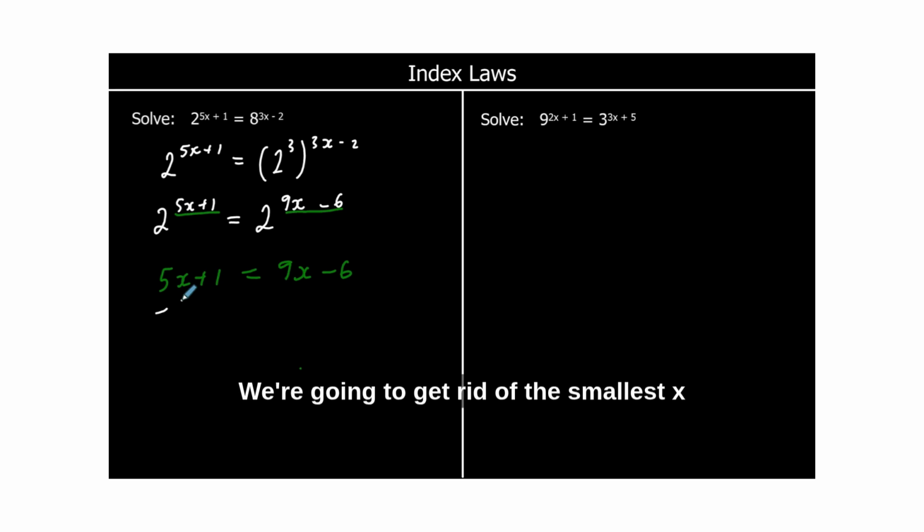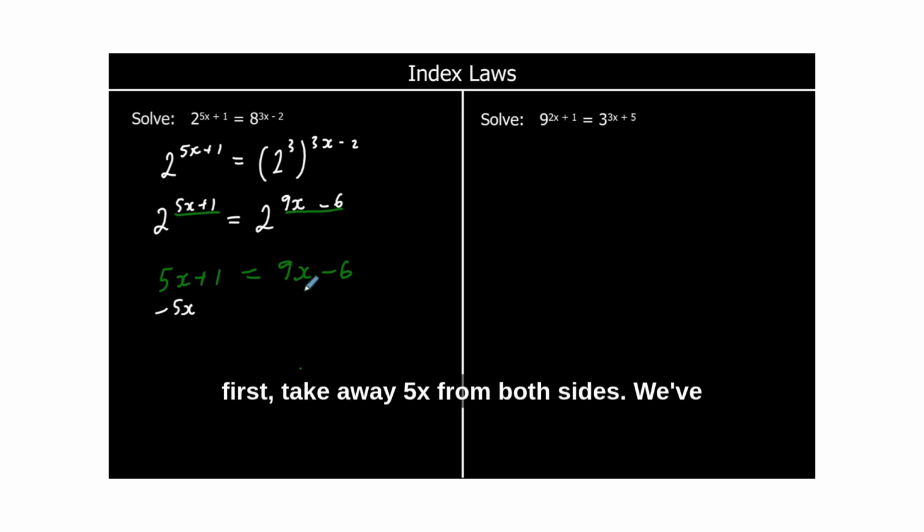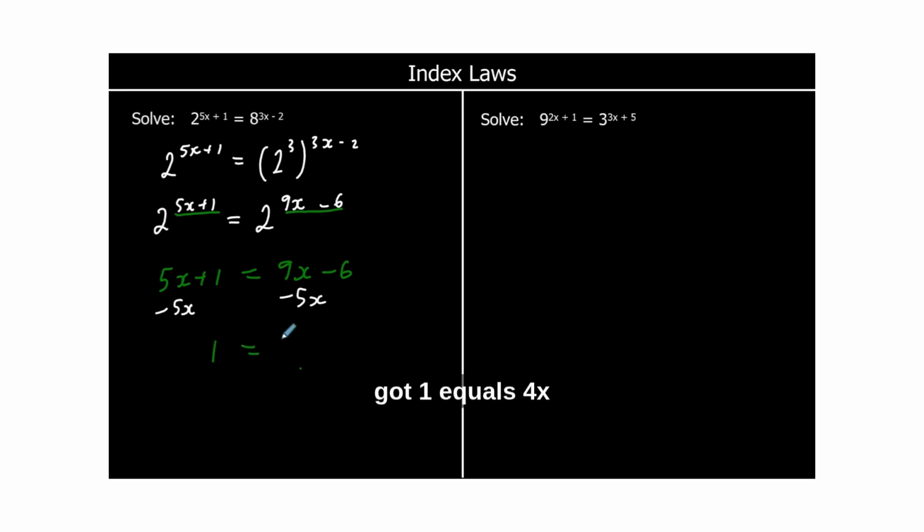We're going to get rid of the smallest x first, take away 5x from both sides. We've got 1 equals 4x minus 6. Add 6 to both sides. 7 is 4x. x is 7 quarters. And that is our answer.